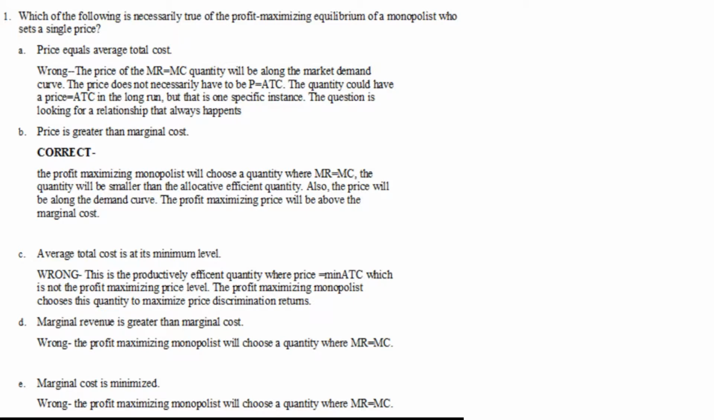Wrong. The profit maximizing monopolist will choose a quantity where marginal revenue equals marginal cost. E, marginal cost is minimized. This is wrong. The profit maximizing monopolist will choose a quantity where marginal revenue is equal to marginal cost.